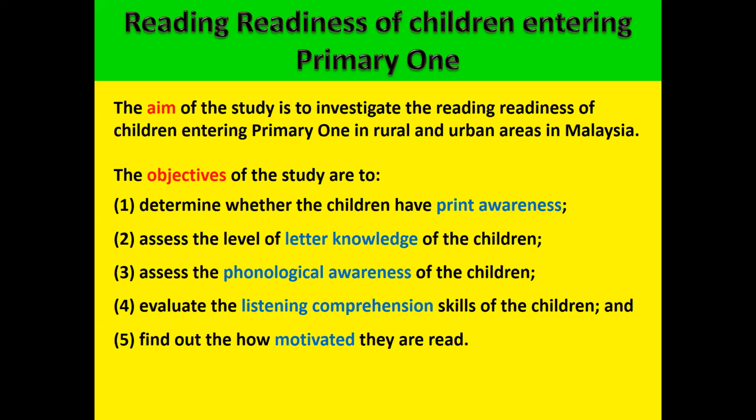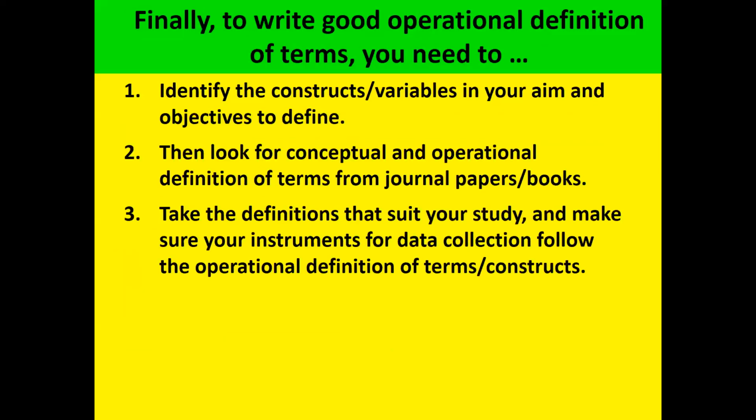All right, so this is how you write objectives of the study. For each of the 5, you know exactly what to do to collect the data. And the data are different for all the 5. The children need to show different kinds of behavior for you to measure them on the 5 levels of reading readiness. So this one is a very good example of how aim is broken down into objectives.